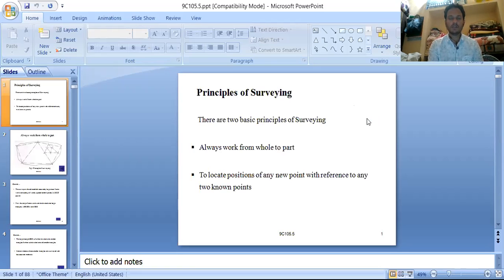So we have two basic principles of surveying. First one is always work from whole to part. The second principle is location of a point by a new point or with reference to any two known points. So we will discuss in detail about these two principles.